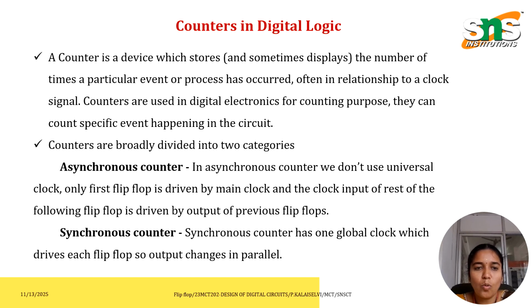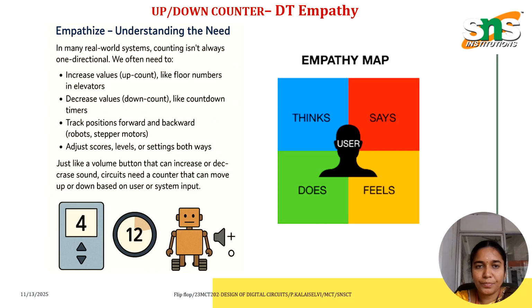An asynchronous counter does not use a universal clock. Only the first flip flop is driven by the main clock, and the clock input of each following flip flop is driven by the output of the previous flip flop. This is called an asynchronous counter. A synchronous counter has only one global clock which drives each flip flop in a parallel manner, so the outputs change in parallel. So this is about counters.